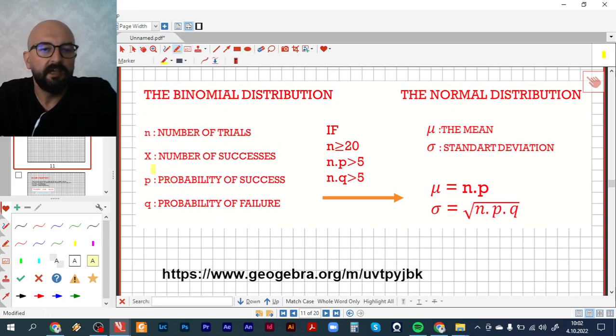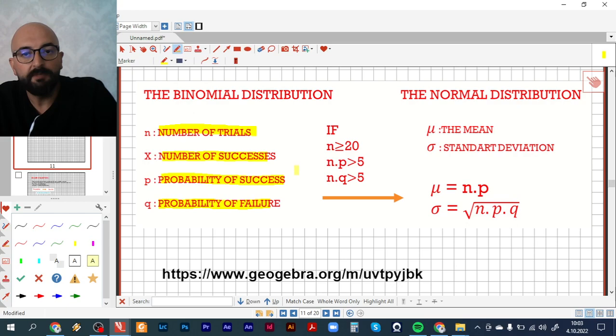In the binomial distribution, if you remember, n means number of trials, X means number of successes, p means probability of success, and q means probability of failure. If in your binomial distribution situation n is equal to or greater than 20, and n multiplied by p is greater than 5 and n multiplied by q is greater than 5, your binomial distribution can be approximated by a normal distribution.